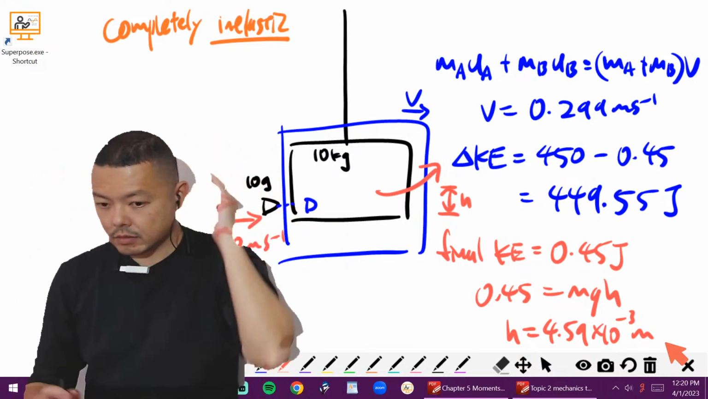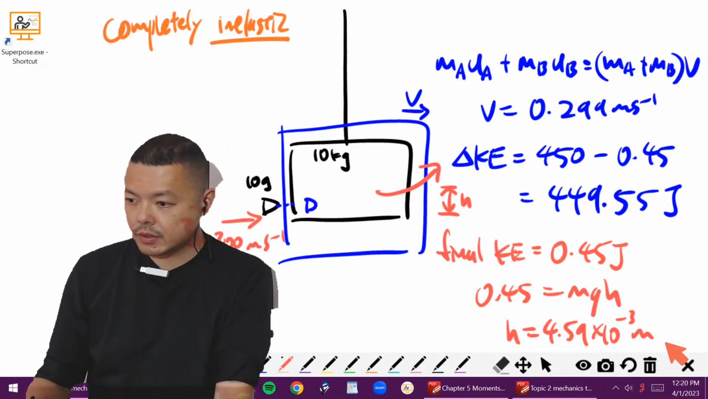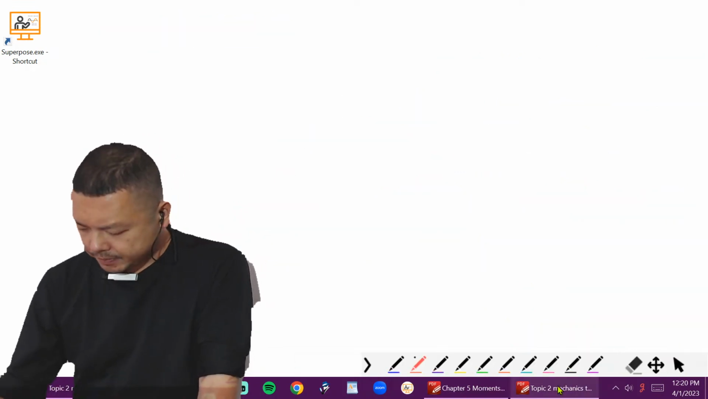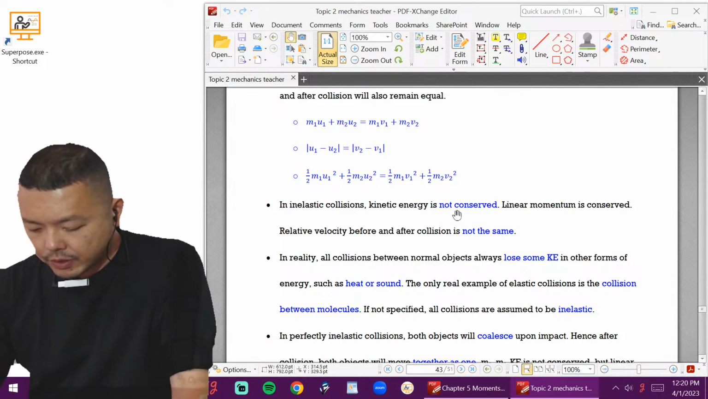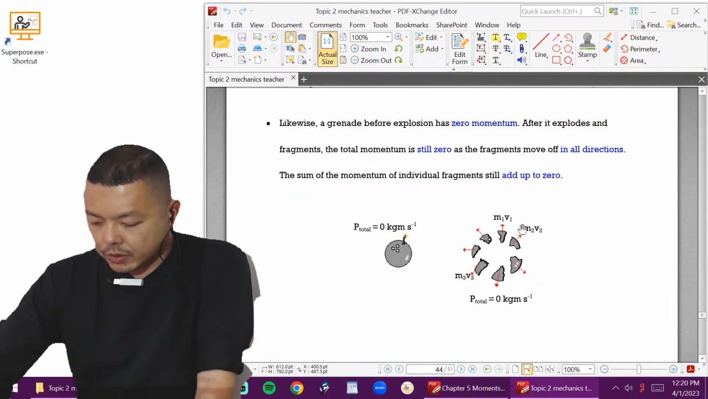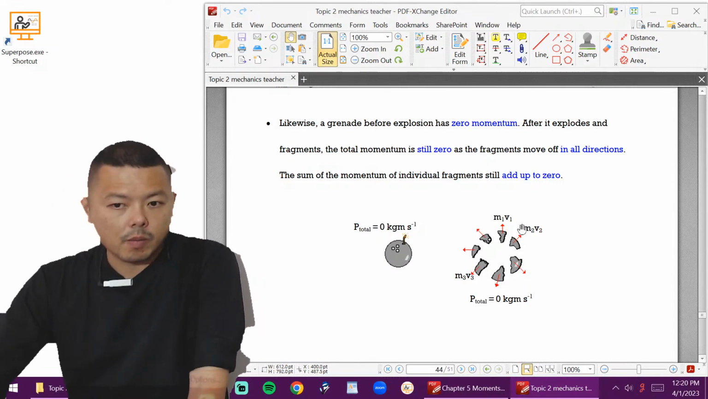Okay, can I continue and do a couple more scenarios? Okay, let me close this. Now, if I want to go through more scenarios, I actually have to go through the last one here, right? Explosions. So let's go through explosions here.